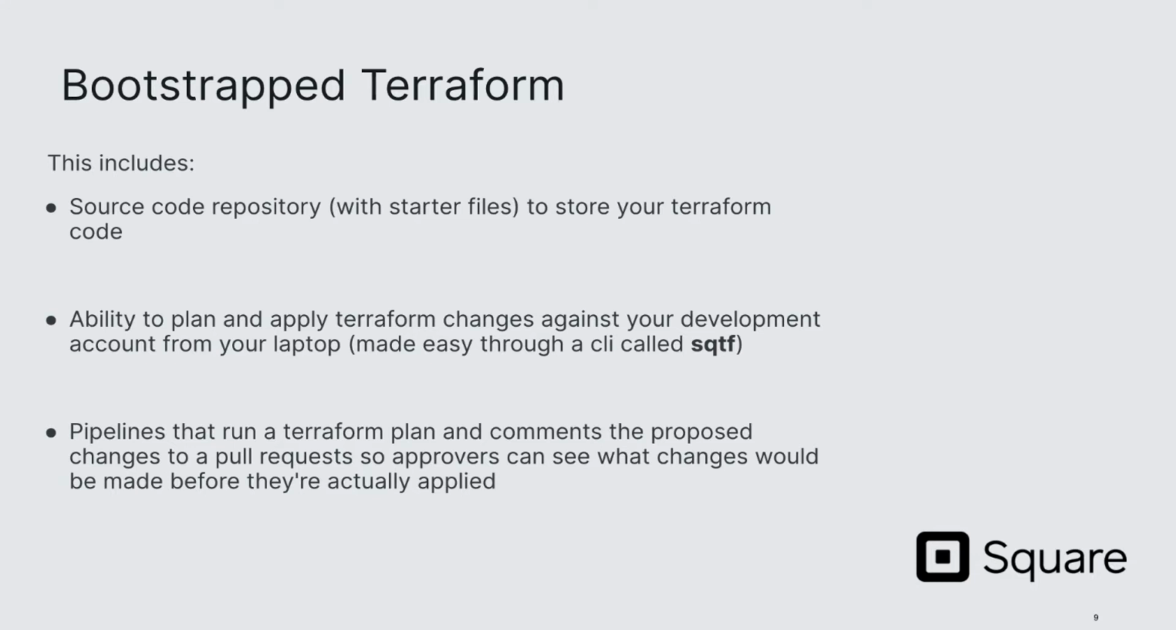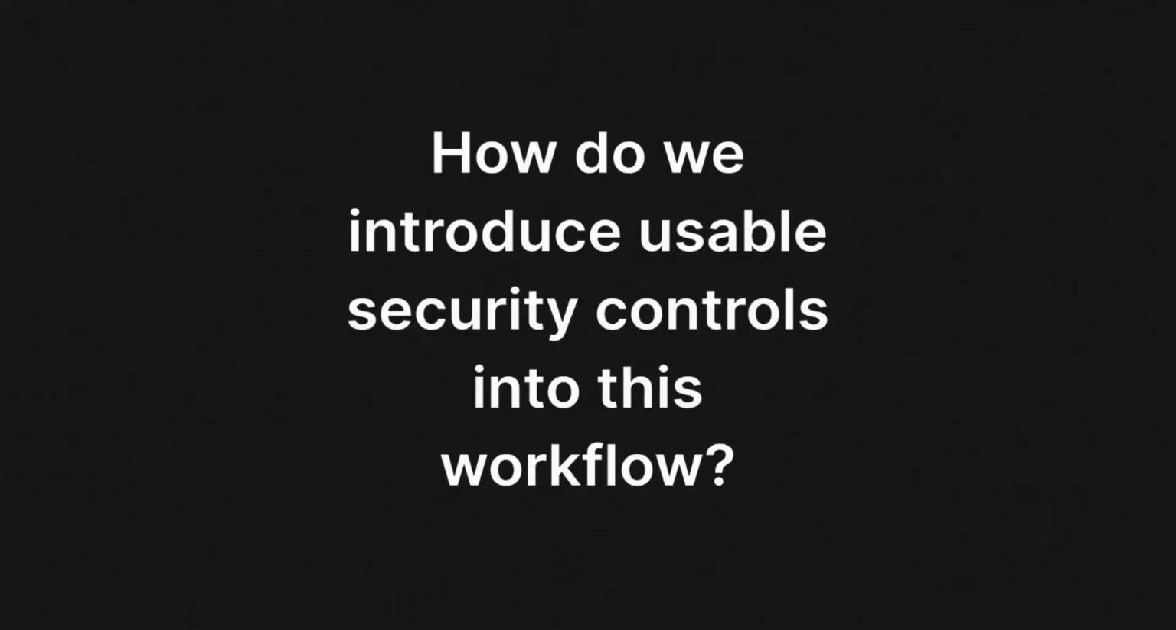We also drop a binary on their laptops called SQTF, which is just a thin wrapper around Terraform, making it easier to work with Terraform at Square. And finally, when an engineer opens a PR against their main branch, a build and CI is kicked off that runs a Terraform plan, and it'll comment the proposed changes back to the pull request. So any PR reviewers can see exactly what changes would be applied from this PR.